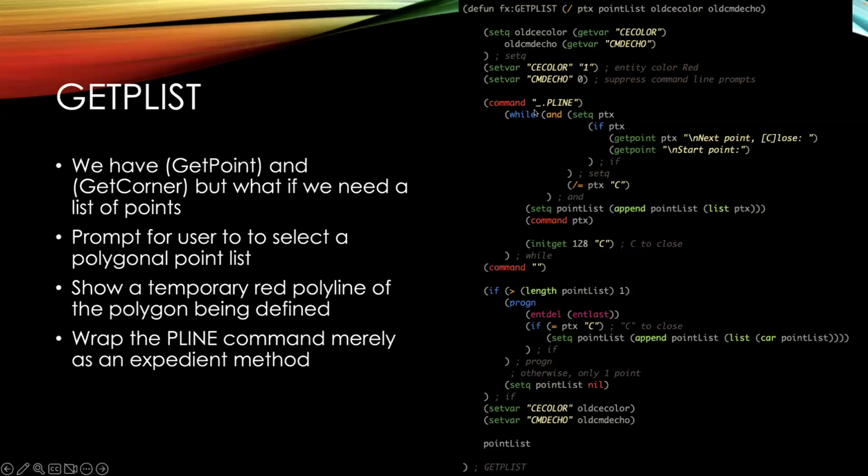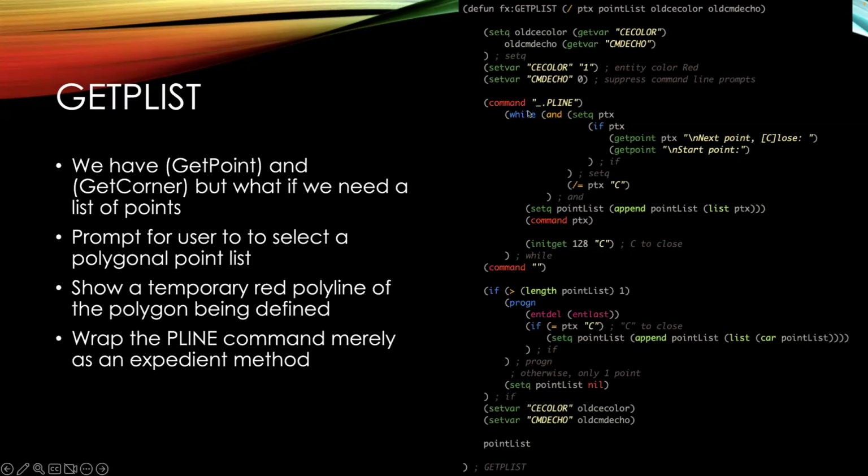We're just simply wrapping the polyline command, but we do a couple things. Specifically, I'm turning off command echo because I don't want people to see that I'm wrapping the polyline command. I want them to just think I'm prompting for a boundary path. And to make it even more clear, we're going to set the current entity color to red so they get that nice red look. And then, of course, at the end, we have to set those back. But the crux of this is wrapping the polyline command.